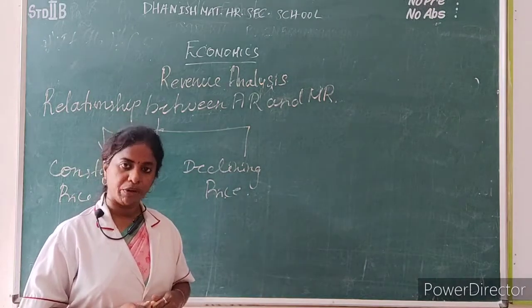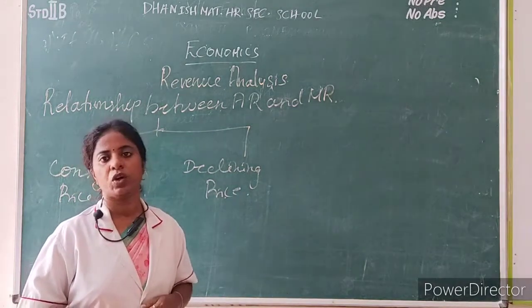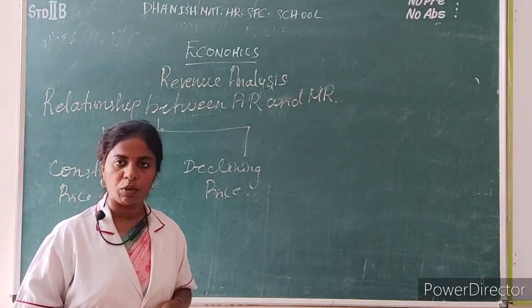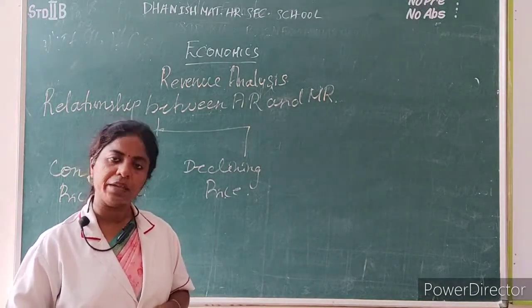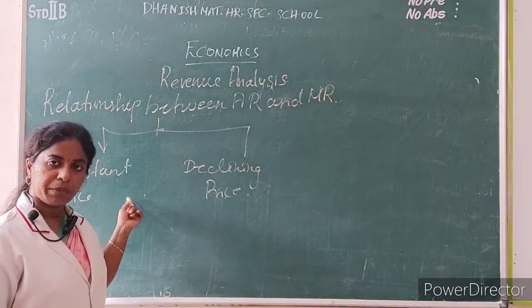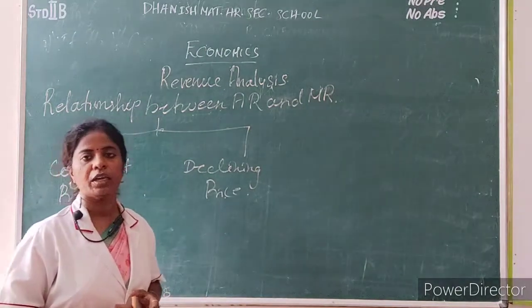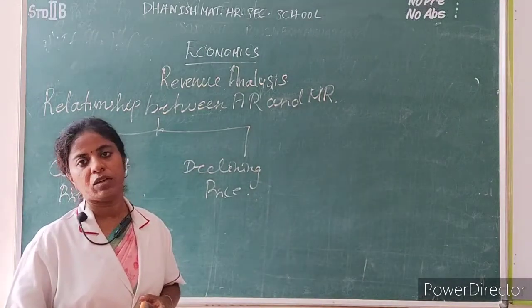Okay, so under perfect competition the commodities are homogeneous. If the commodities are homogeneous, the profit also will be homogeneous. So the price remains constant, and the output also will be constant. So the profit also will be constant.